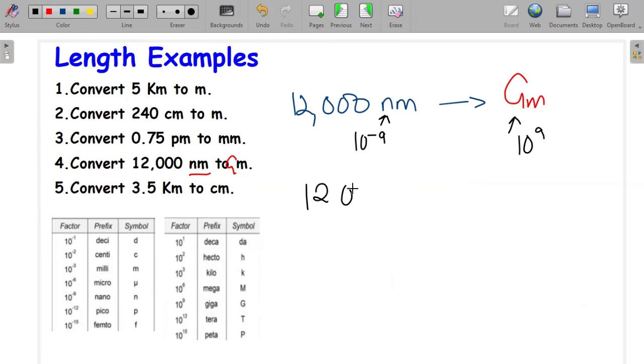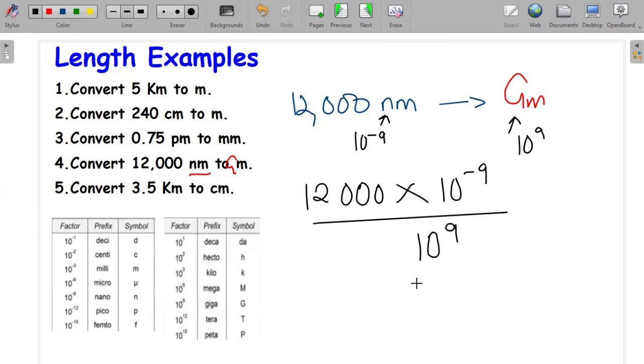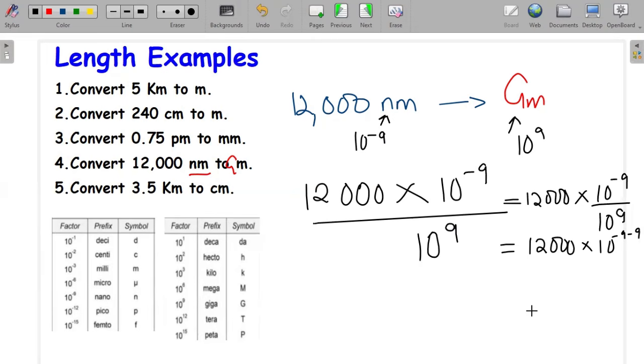So this one will be 12,000 multiplied by the nano, which is 10 to the power minus 9, and then I divide this by 10 to the power 9. What would this give me? This is the same as 12,000 multiplied by 10 to the power minus 9 divided by 10 to the power 9. Since the bases are the same, the exponents combine: minus 9 minus 9. So it will just be 12,000 multiplied by 10 to the power minus 18.